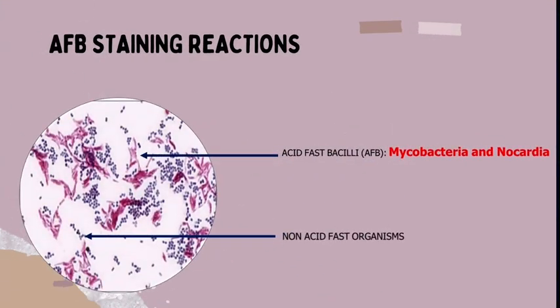So let's continue. Here are the different AFB staining reactions. We have acid-fast bacilli, which are colored red, and non-acid-fast organisms, which are colored blue. Acid-fast bacilli are red due to the absorbance of carbolfuchsin, which penetrates the cell wall because during the decolorization process, the acid alcohol was resisted. That's why it retains the primary stain.